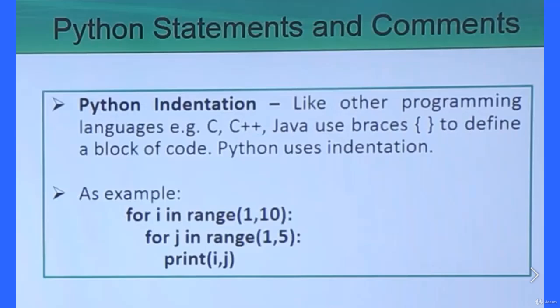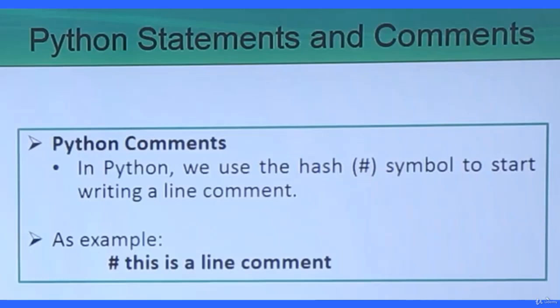Next, we have Python comments. In Python, you use the hash symbol to start writing a line comment. Whenever you write a comment line, it depicts the purpose of the program or the purpose of a block of code. Insertion of comments in our programming is a good programmer's practice. To write a single line comment, the comment line must be preceded by the hash symbol in Python. Different languages have different syntaxes for single line comments, but in Python it is preceded by the hash symbol.